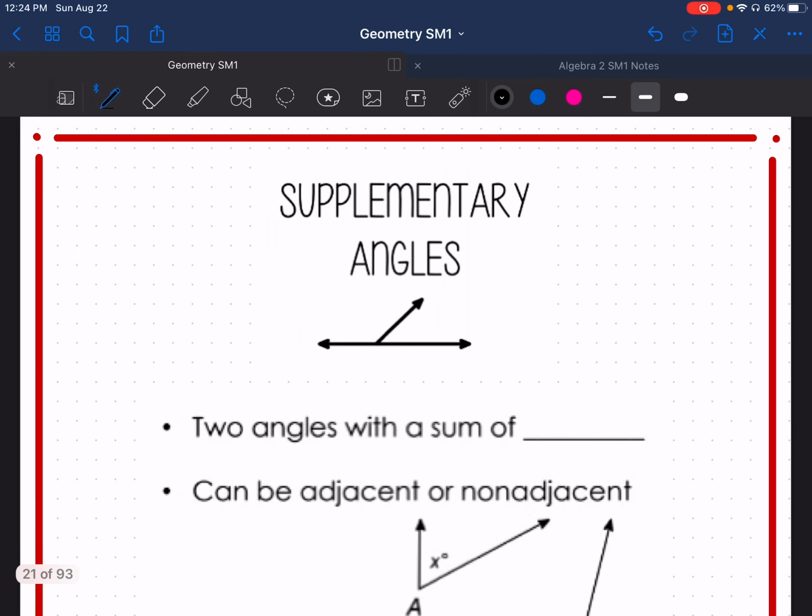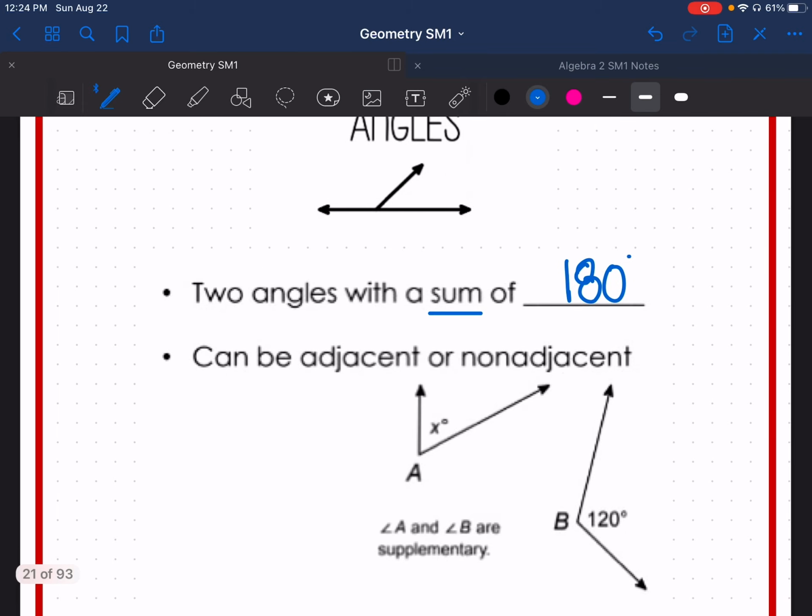All right, our last angle pair that we're going to talk about today are supplementary angles. Supplementary angles are two angles with a sum of 180 degrees. Once again, they can be adjacent, and I'm going to show you what that would look like. Adjacent would mean you see a straight line that is split with a ray, and you have angle 1 and angle 2. They're split here at a point. That's what adjacent would look like.